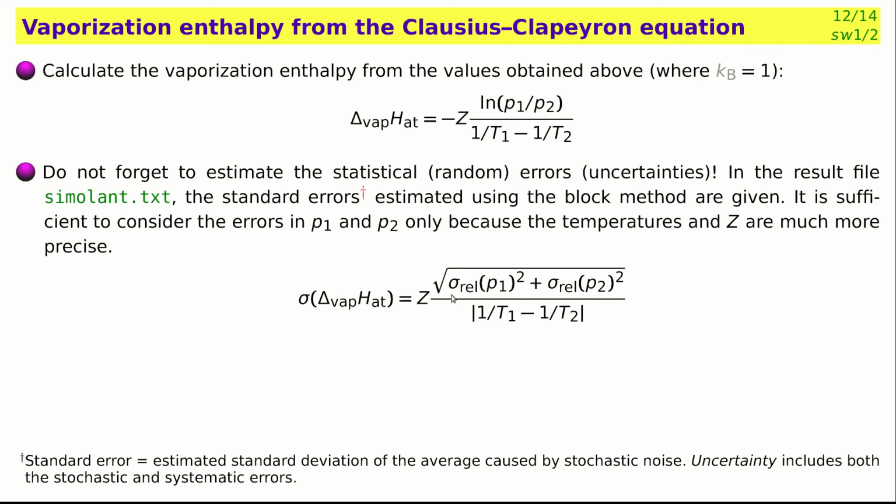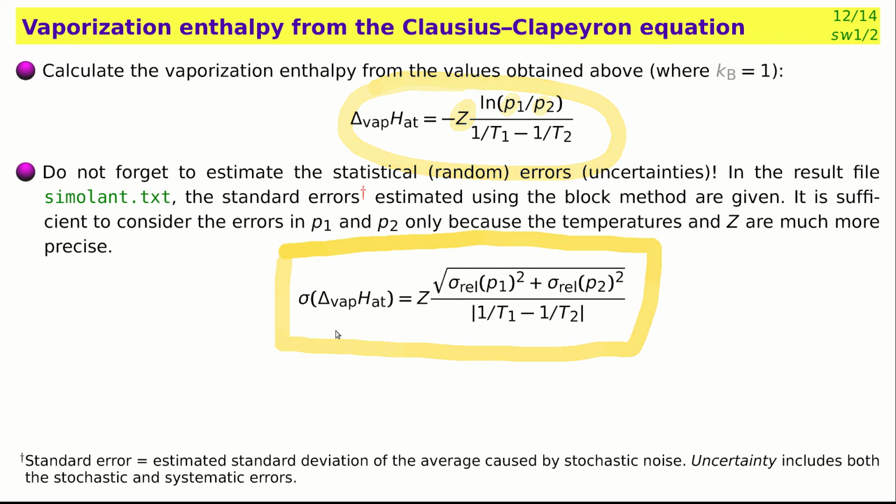Now we have both pressures and also the average compressibility factor, and calculate the vaporization enthalpy, and also the estimated uncertainty. It's approximated because the accuracy of the compressibility factor is quite good, so that essentially these inaccuracies in the pressures are leading. Note that here we are using the relative uncertainty standard deviation because we have logarithm here.